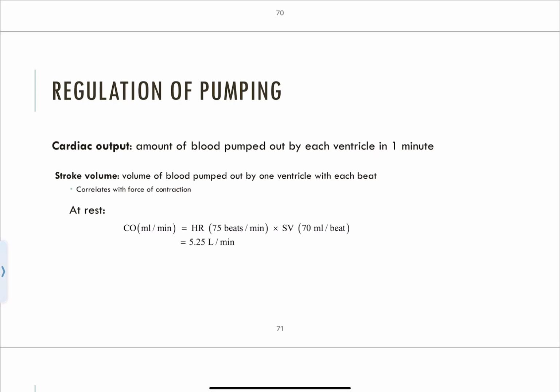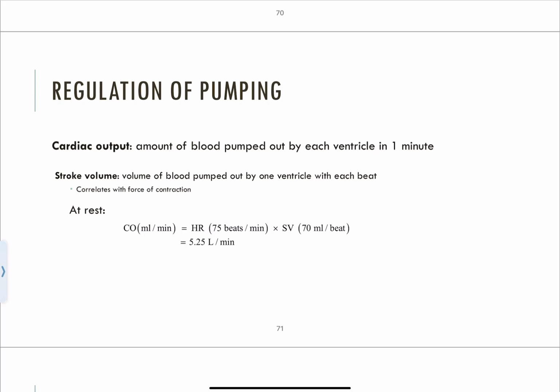And cardiac output is related to both stroke volume and the heart rate. Definition wise, what is cardiac output? It's the amount of blood pumped out by each ventricle in 1 minute. So not both ventricles, each of the ventricles in 1 minute.